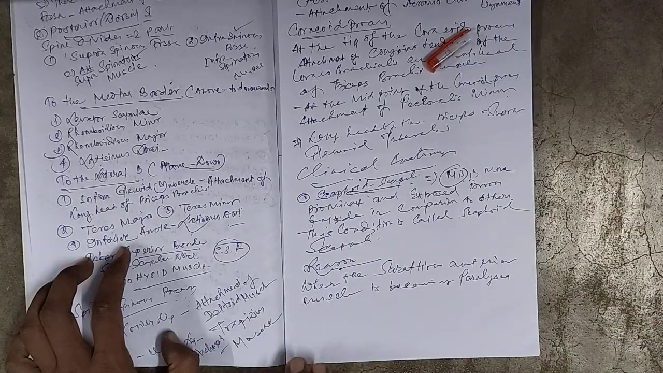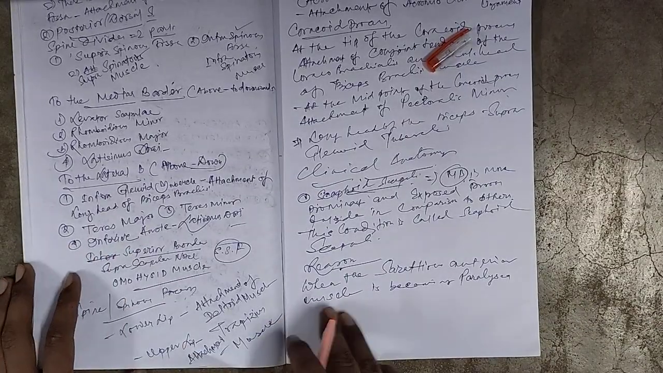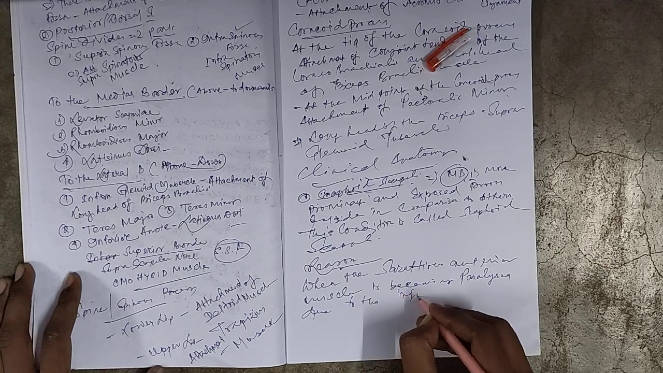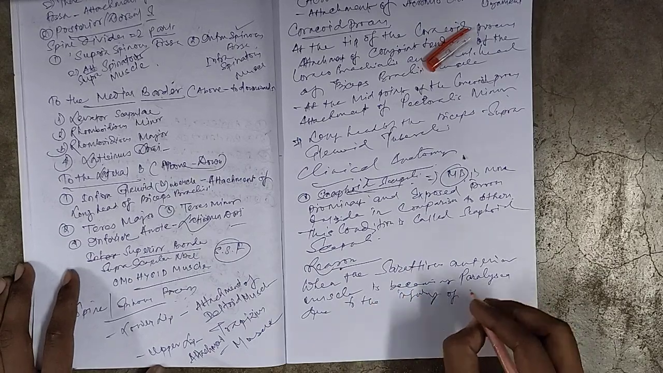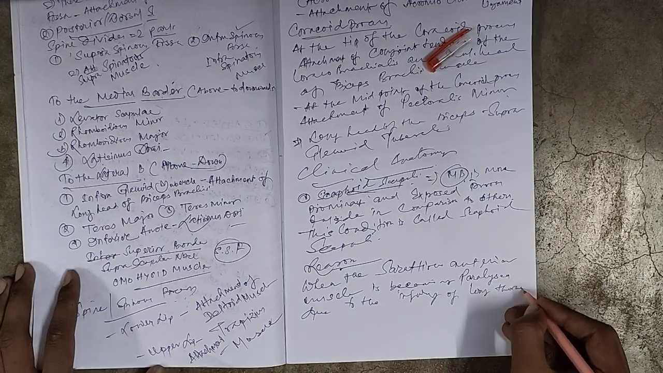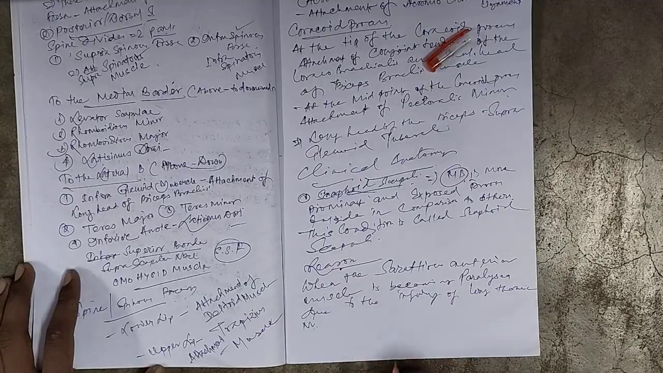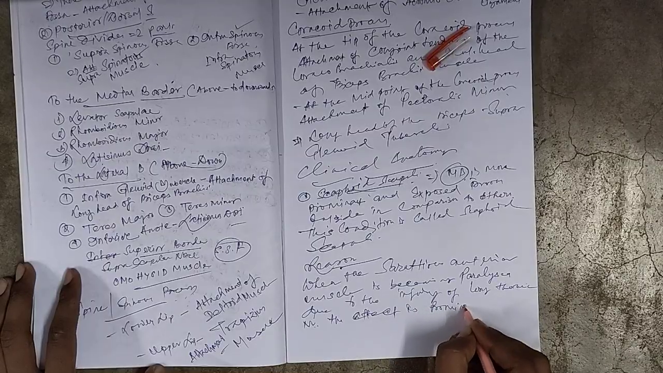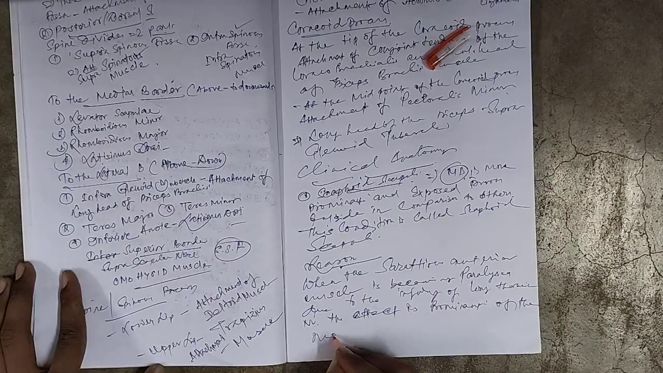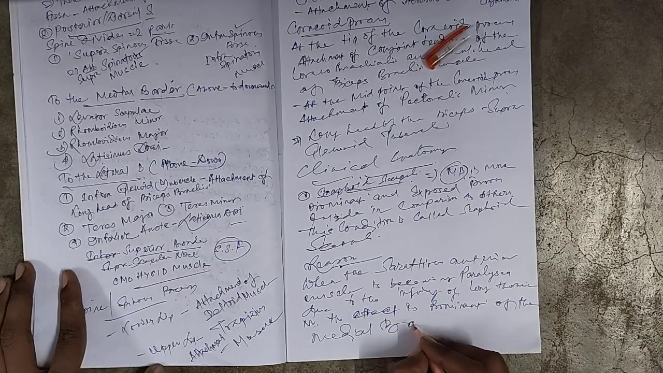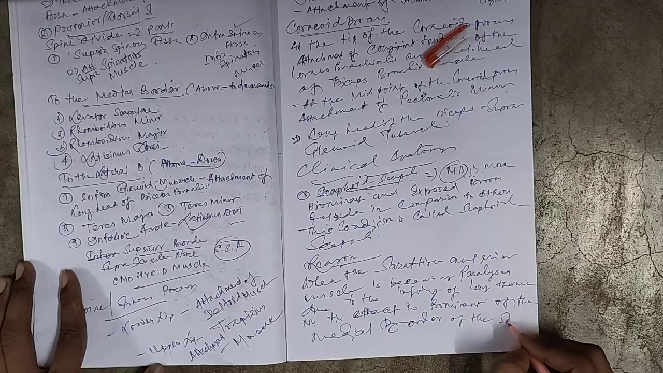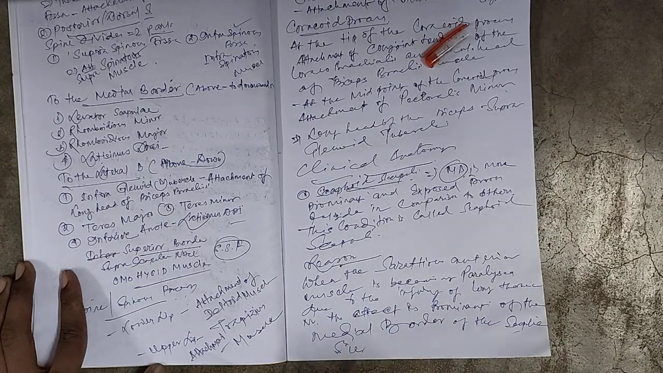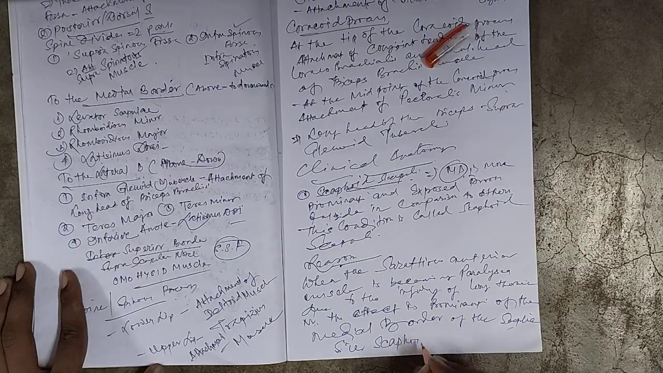So what is the reason? The reason behind this is that the serratus anterior muscle becomes paralyzed due to injury of the long thoracic nerve, and the effect is prominent on the medial border of the scapula, which is known as scaphoid scapulae.